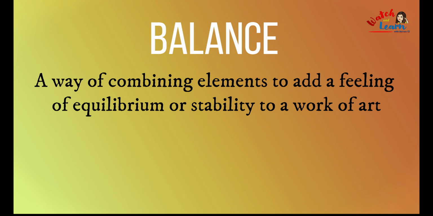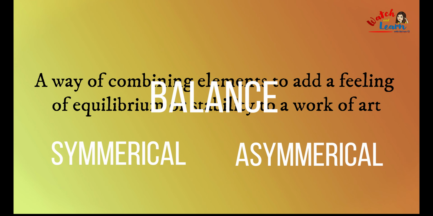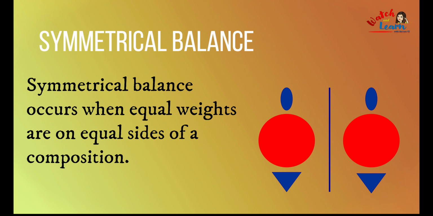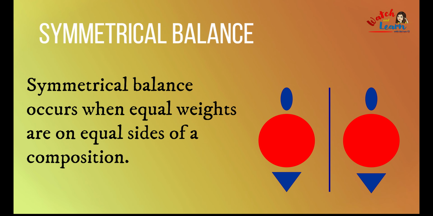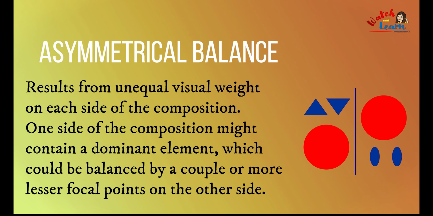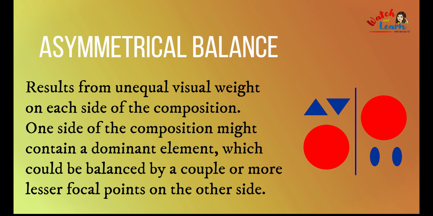Balance is a way of combining elements to add a feeling of equilibrium or stability to a work of art. Major types are symmetrical and asymmetrical. Symmetrical balance occurs when equal weights are on equal sides of a composition. Asymmetrical balance results from unequal visual weight on each side of the composition.